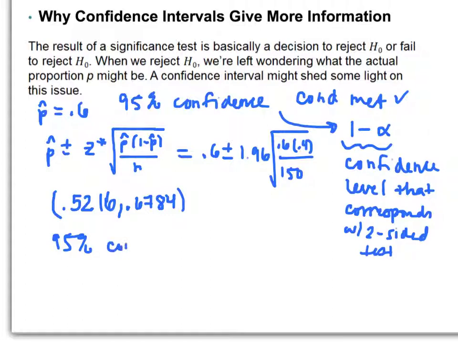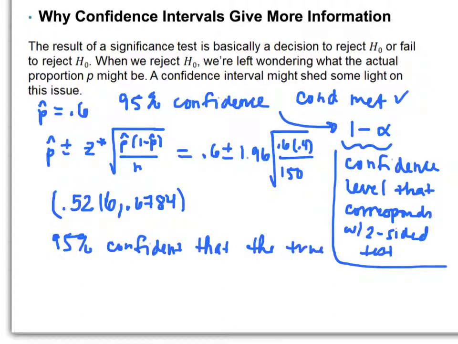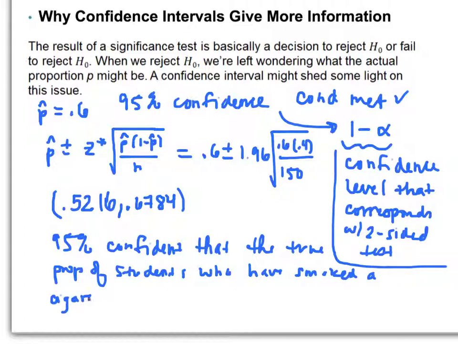95% confident that the true proportion of students who have never smoked a cigarette is between 0.5216 and 0.6784. And there are no associated units here because I'm talking about a proportion.